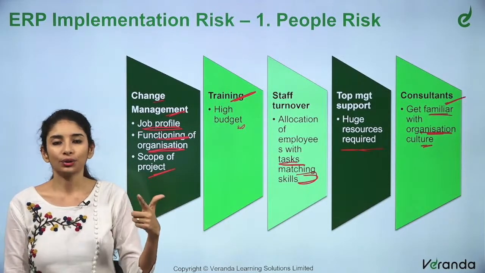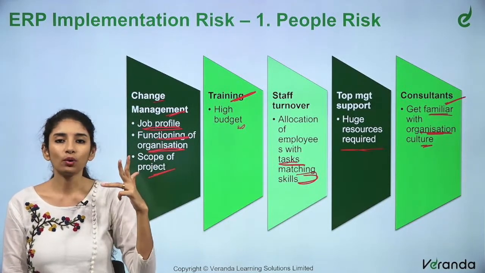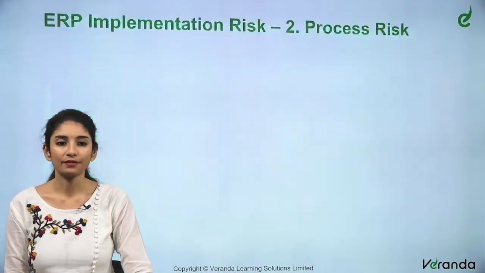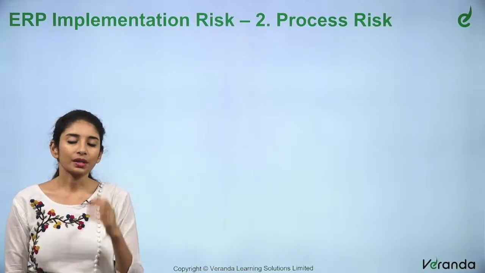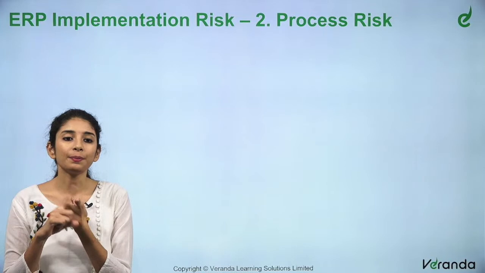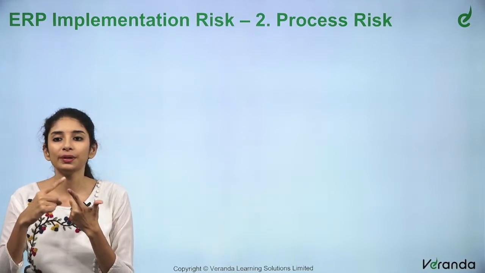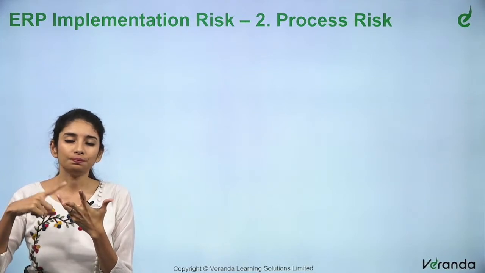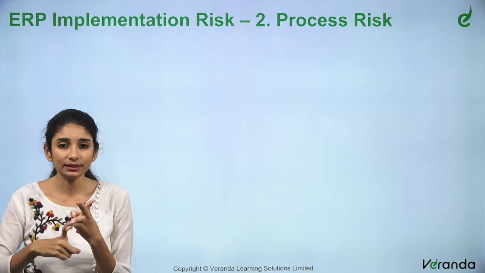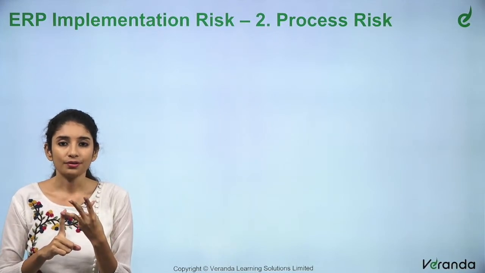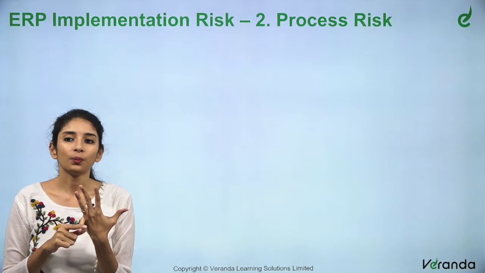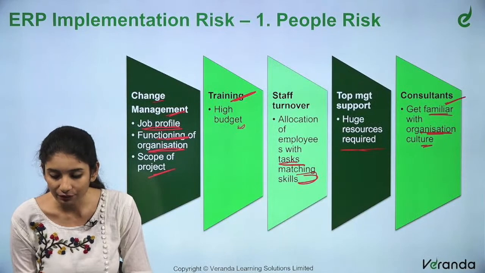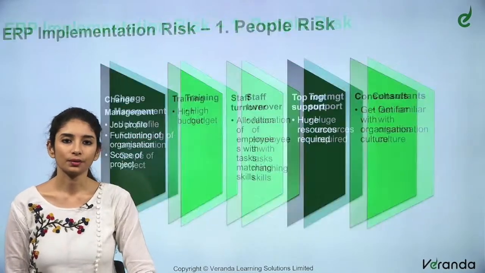Change management, training, top management support, staff turnover and consultants. Okay, quickly, first one is people risk. Under people risk: change management, top management support, then we have consultants outside, training them, and then under people risk, what was one more point? Training, staff turnover, okay.